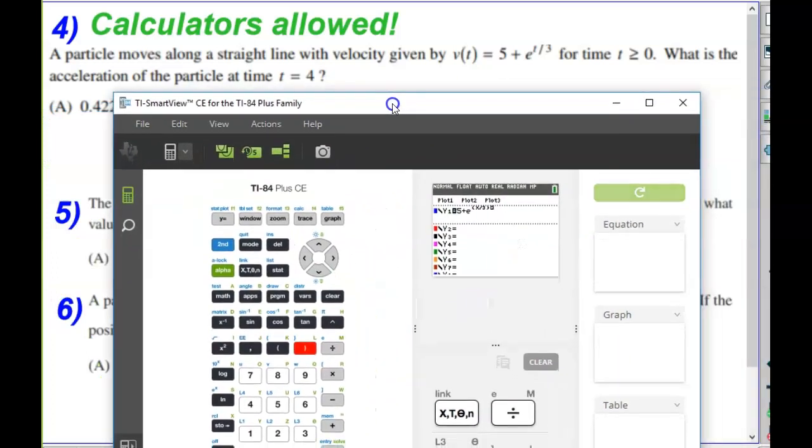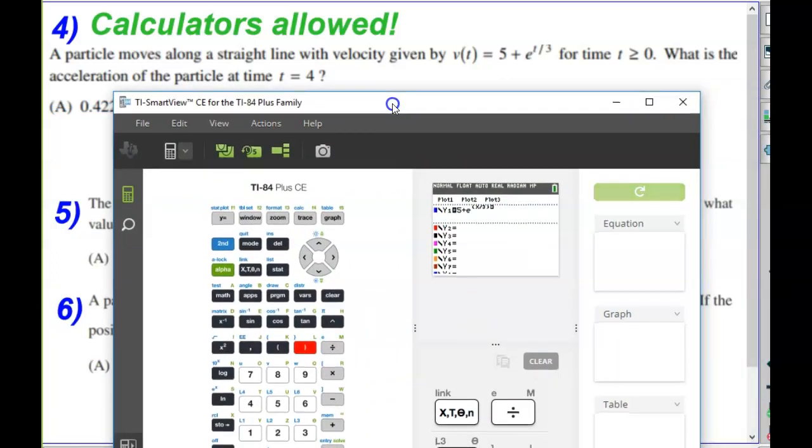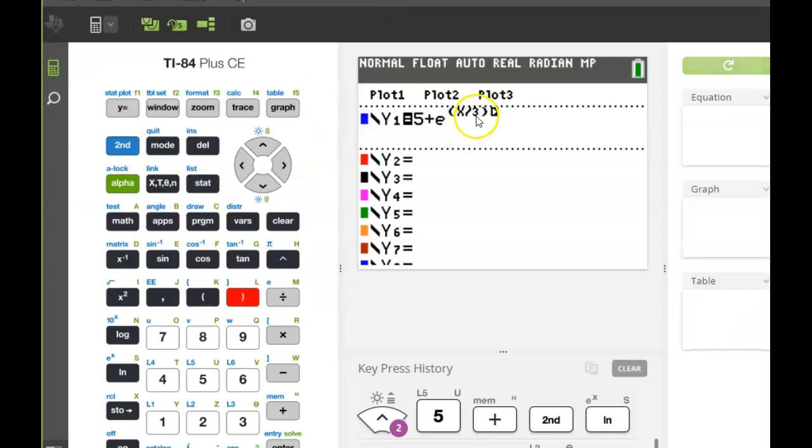So what is the acceleration at time 4? I have the velocity and I want the acceleration. What do they want me to do? Or what do we need to do? Find the derivative. Okay? So this is logged in as y equal, or y1.